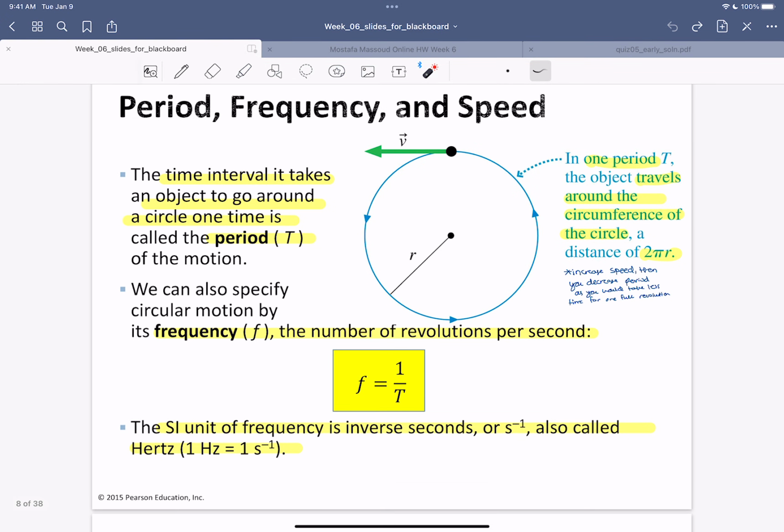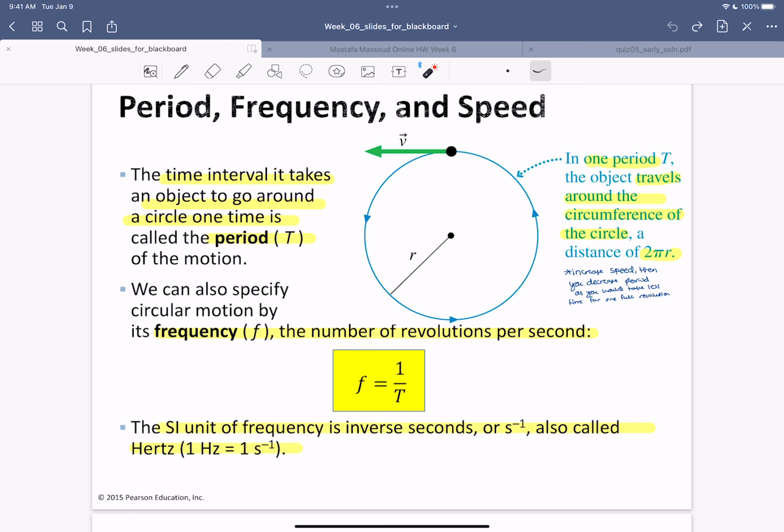So period is the time interval it takes for an object to go around a circle one time. So it's the amount of time it takes to make exactly one revolution, to travel exactly once around this circle, right? So if I'm traveling around this circle, what does that equal to? It's equal to the circumference, just kind of the perimeter, the distance around the circle, right? And so basically I'm trying to figure out, well, if this total circumference, for example, is 30 meters, then how long does it take me to travel 30 meters? That amount of time is equal to my period then.